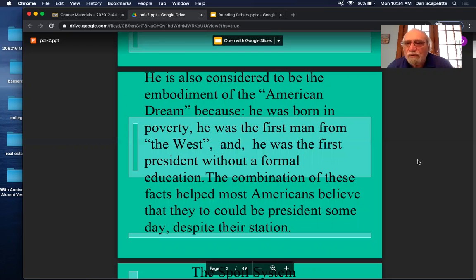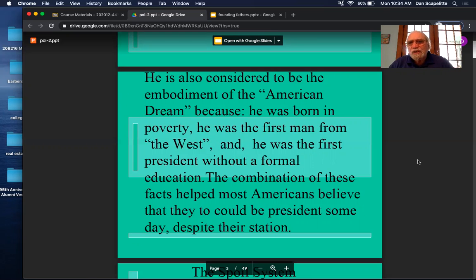He was not born rich. He didn't have an education. He didn't have all the trappings of our founding fathers. He's just a regular, everyday kind of guy. And guess what? My son, you too can become a president of the United States.